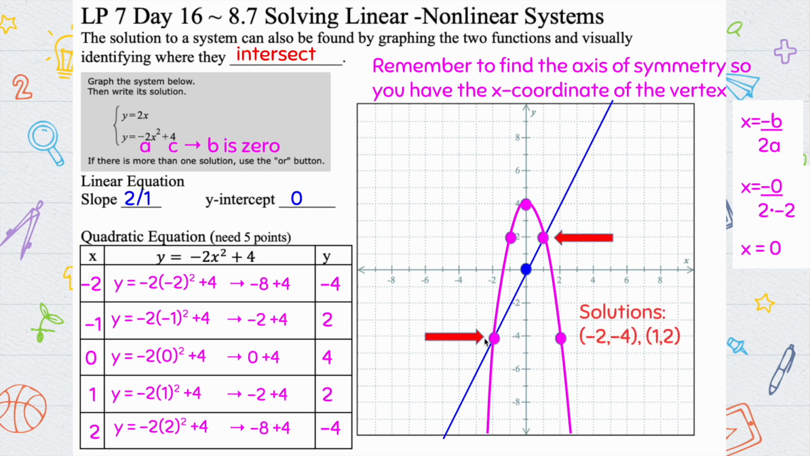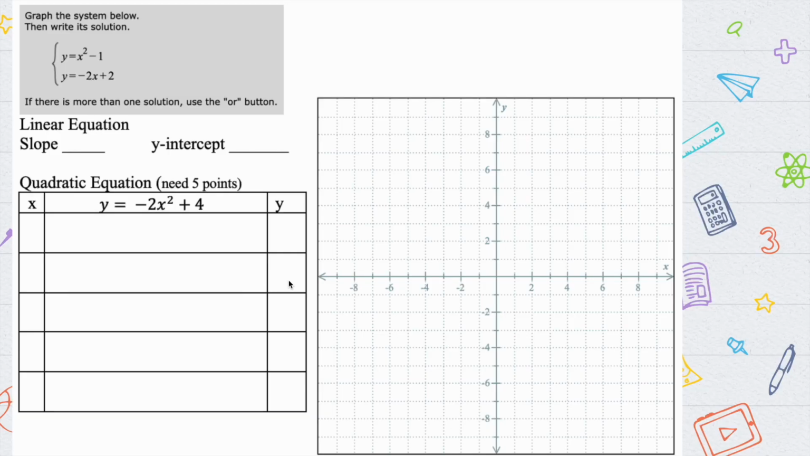So we can see here's a solution at the bottom, here's a solution at the top. Those are the 2 points that the 2 graphs cross. So my 2 solutions are negative 2, negative 4, and 1, 2. All right, let's try one more of these.